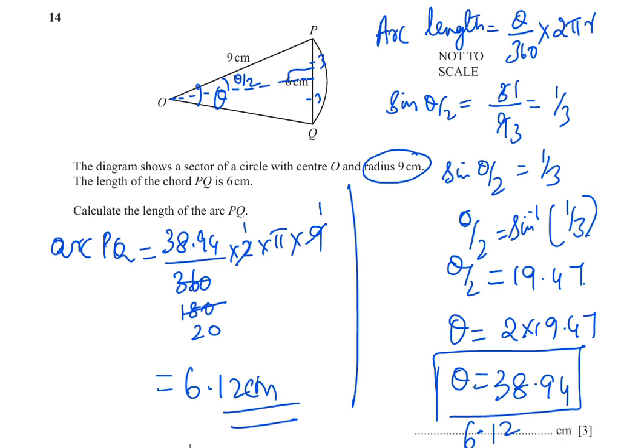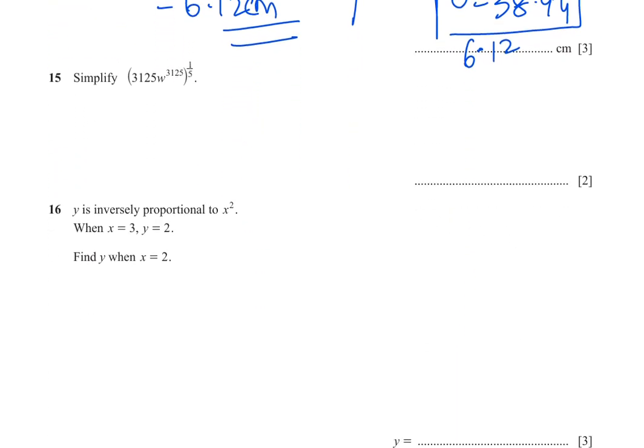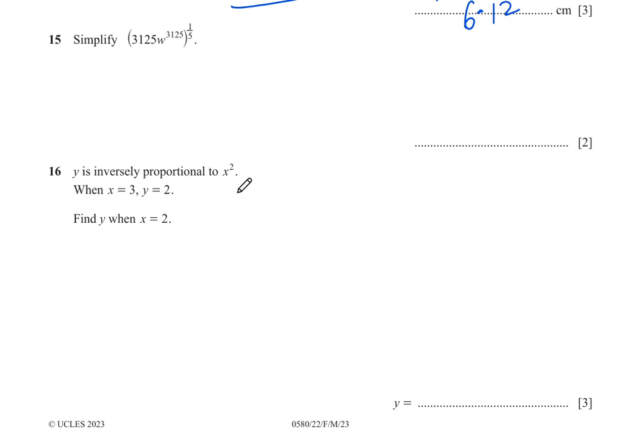So we can move on to the next question: simplify 3125 into w to the power of 3125, the whole to the power of 1 by 5. So this is 3125. Let's do the prime factorization of 3125. In the fifth table, 3125 gives 625.